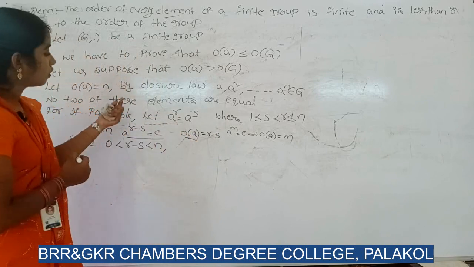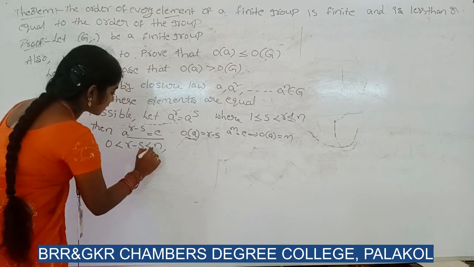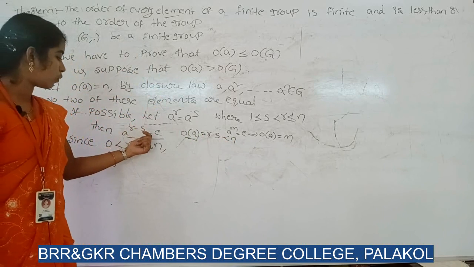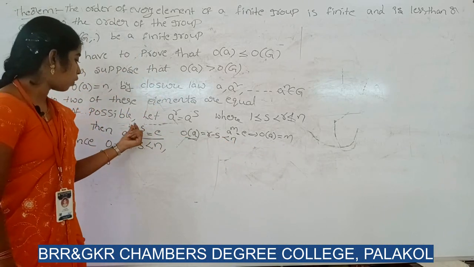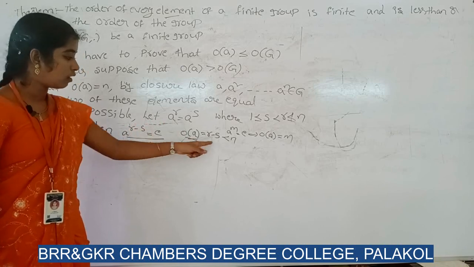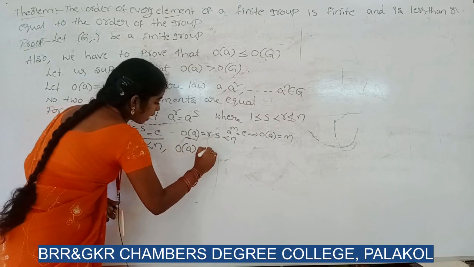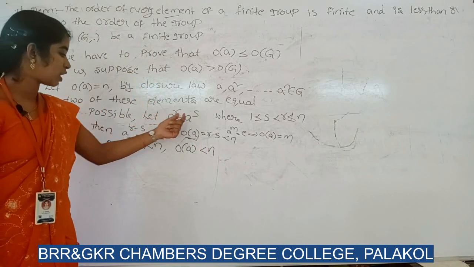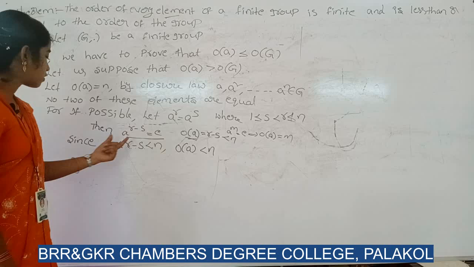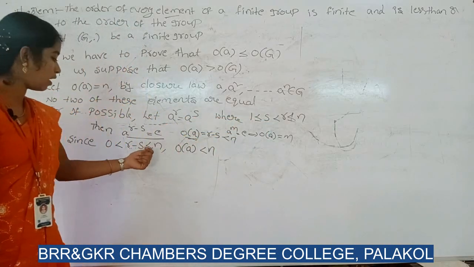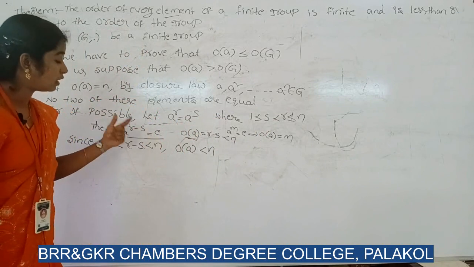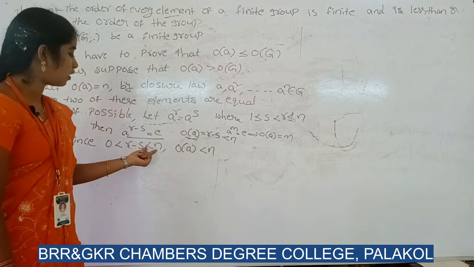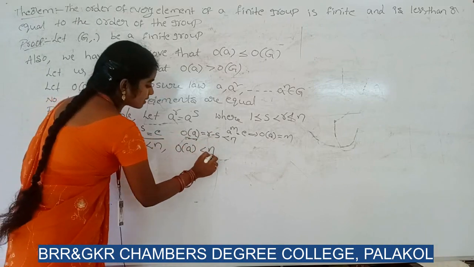So r minus s is less than n. One more time: a power r equals a power s can be written as a power r minus s equals e. Since 0 is less than r minus s, less than n, the order of a equals r minus s, and we know r minus s is less than n. So the order of a is less than n.